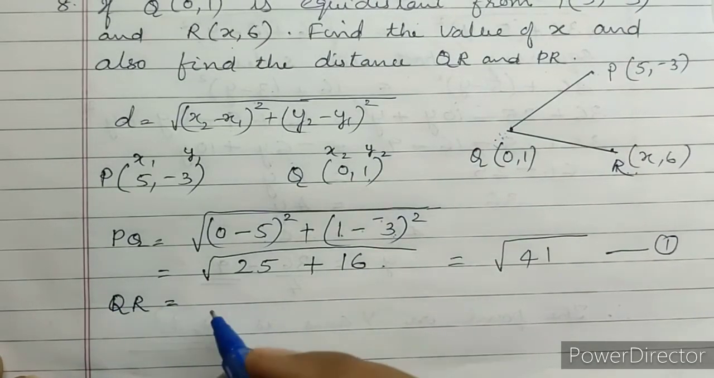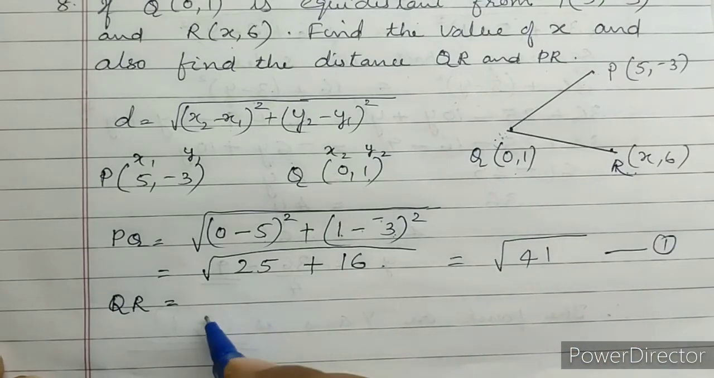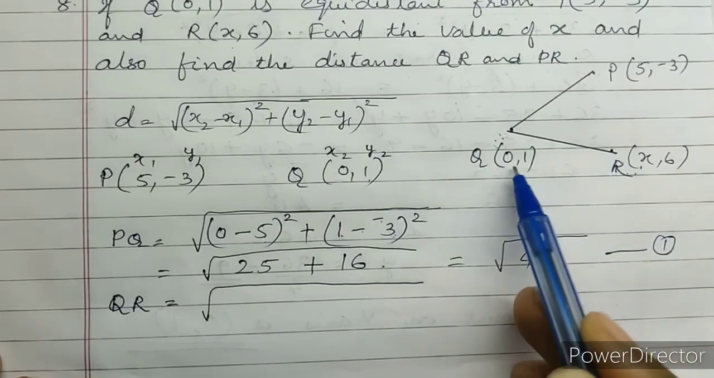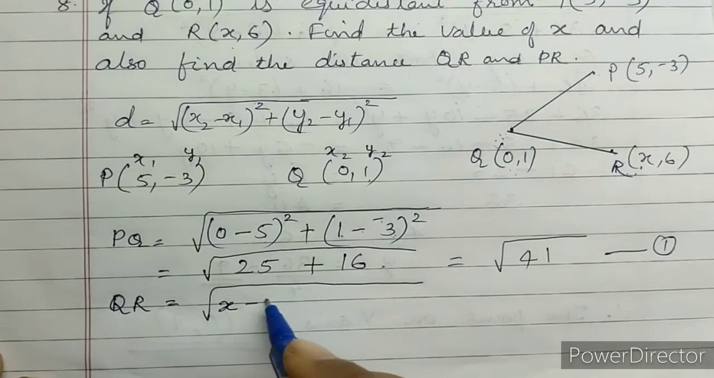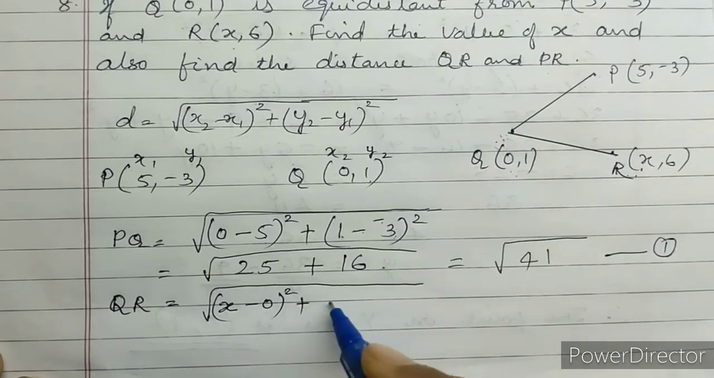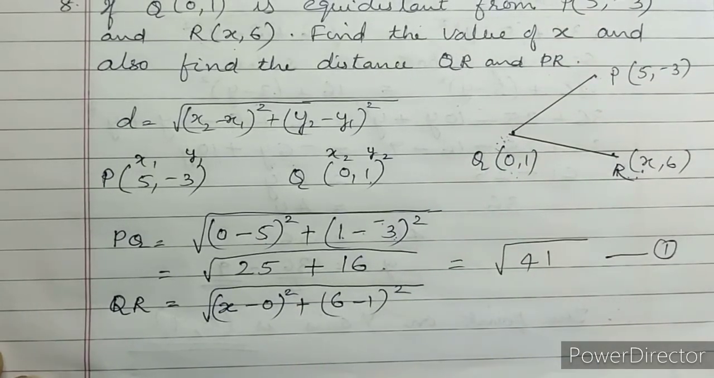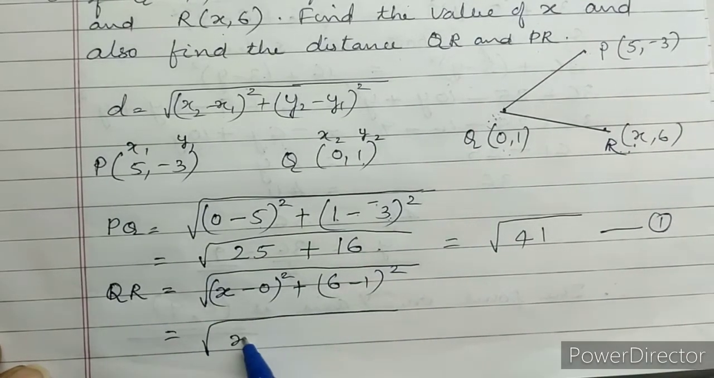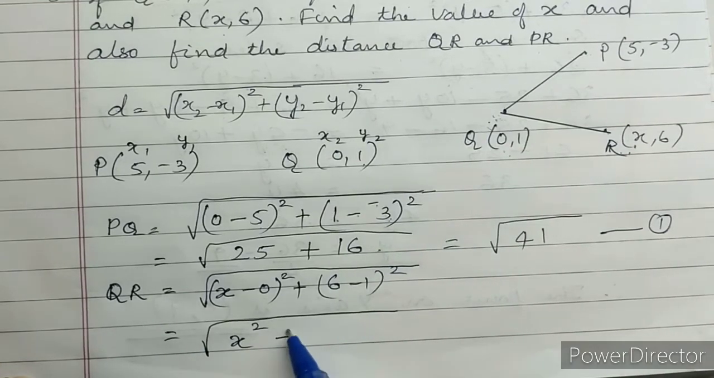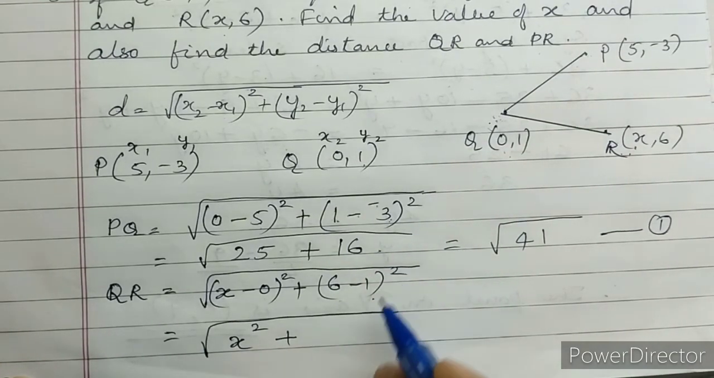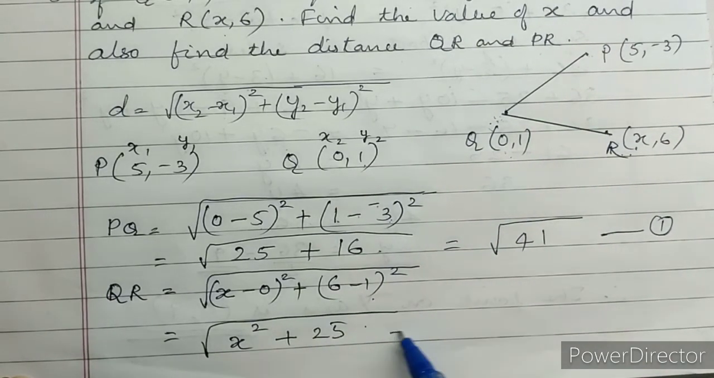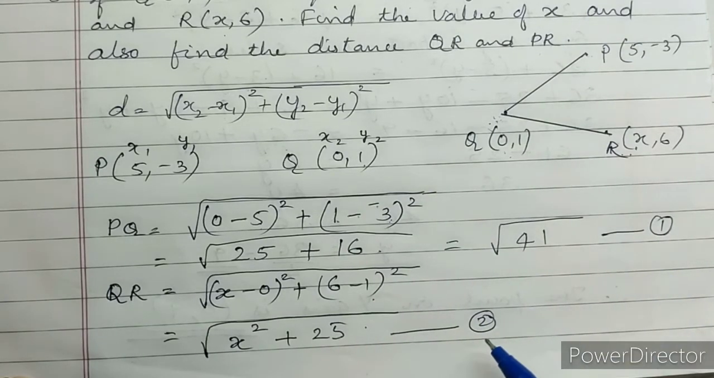QR equals Q first and R second. Square root of, you have to write x1, y1, x2, y2 and all. So x minus 0, y2 minus y1, the whole square, plus 6 minus 1 the whole square, which is equal to square root of x minus 0 the whole square is x square, plus 6 minus 1 it is 5, 5 square means 25. So x square plus 25. Now this one, second one, both you have to equate. Root of 41 equals square root of x square plus 25.